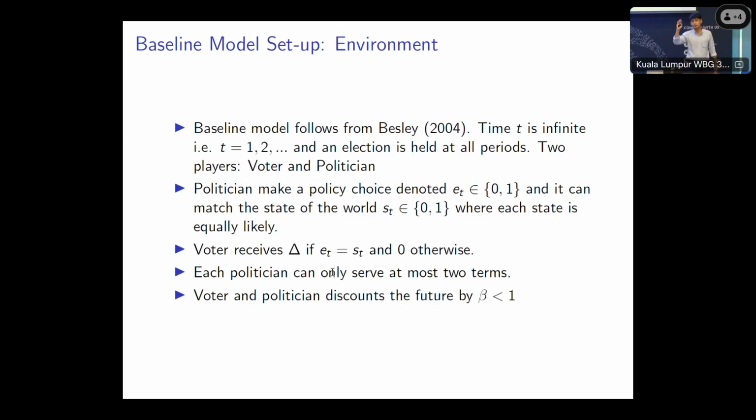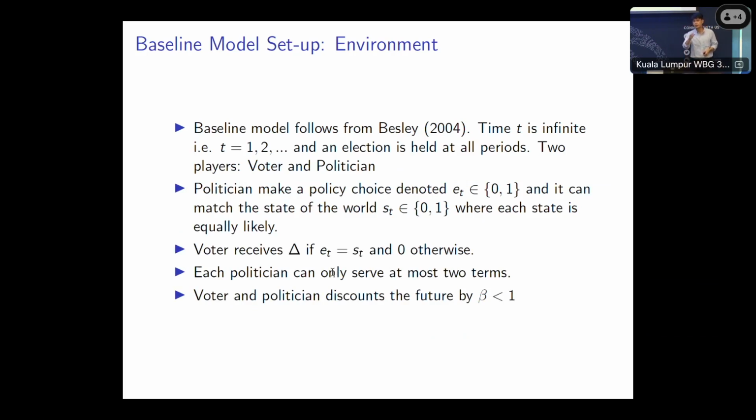T is infinite: 1, 2, 3, and forever. And election is held at all periods. There are two players, the voter and the politician. The politician makes a policy choice denoted by e_t. It's either 0 or 1. And it can match the state of the world, 0 or 1, where each state is equally likely. And the voter receives delta if the state is matched, 0 otherwise.